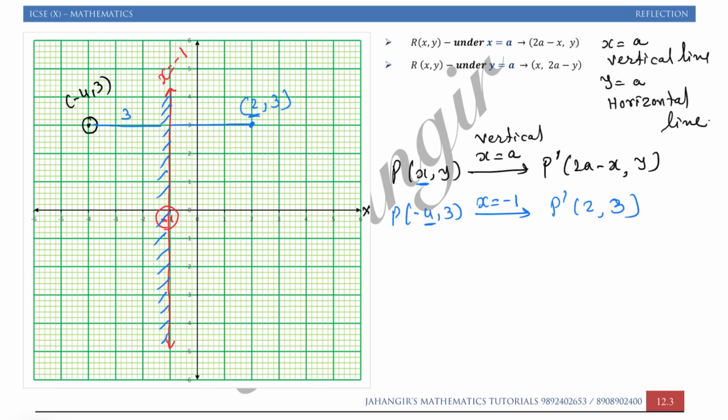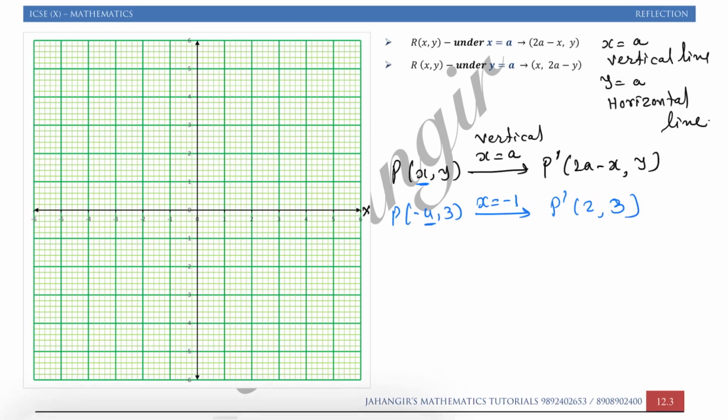So I had shown you that when we are reflecting any point in the vertical line, its x coordinate will be 2 times a minus x coordinate. What is a? A is the equation of the line through which mirror line passes. A is the x coordinate through which the line passes. Now we will discuss the second part also. If you want to really understand this, draw some graph in your graph paper, and then you can take any example, draw mirror line, and you can check.